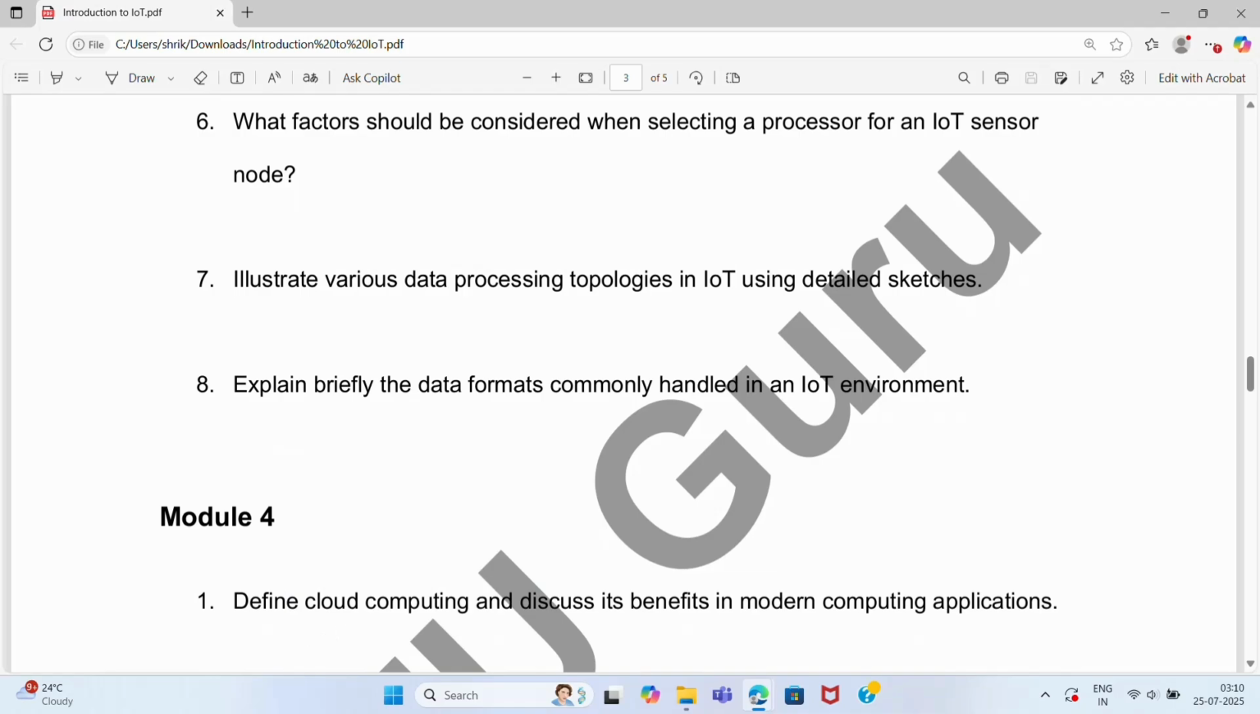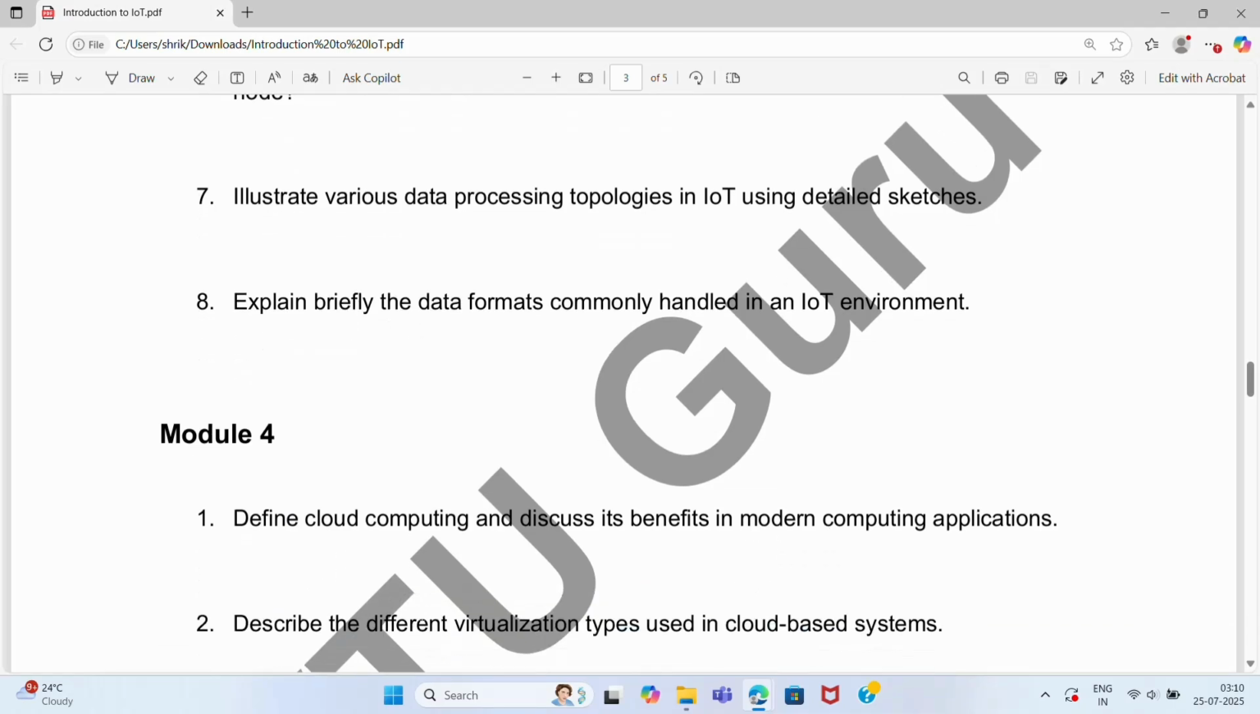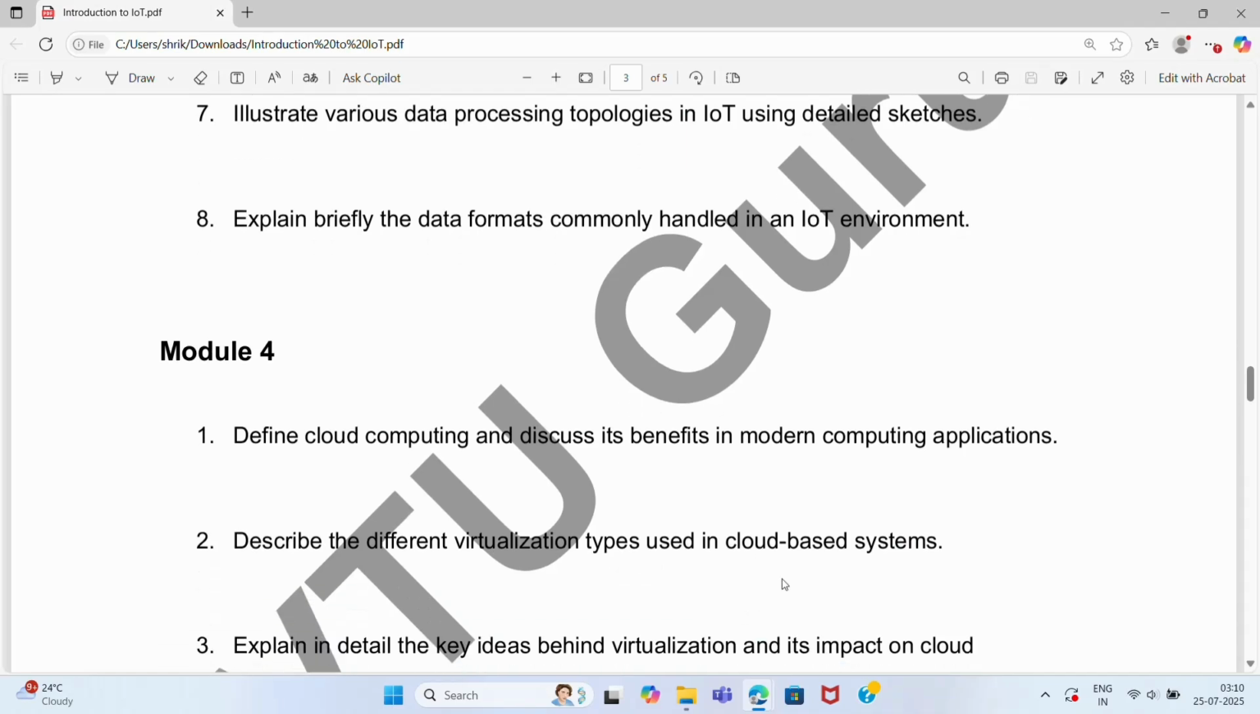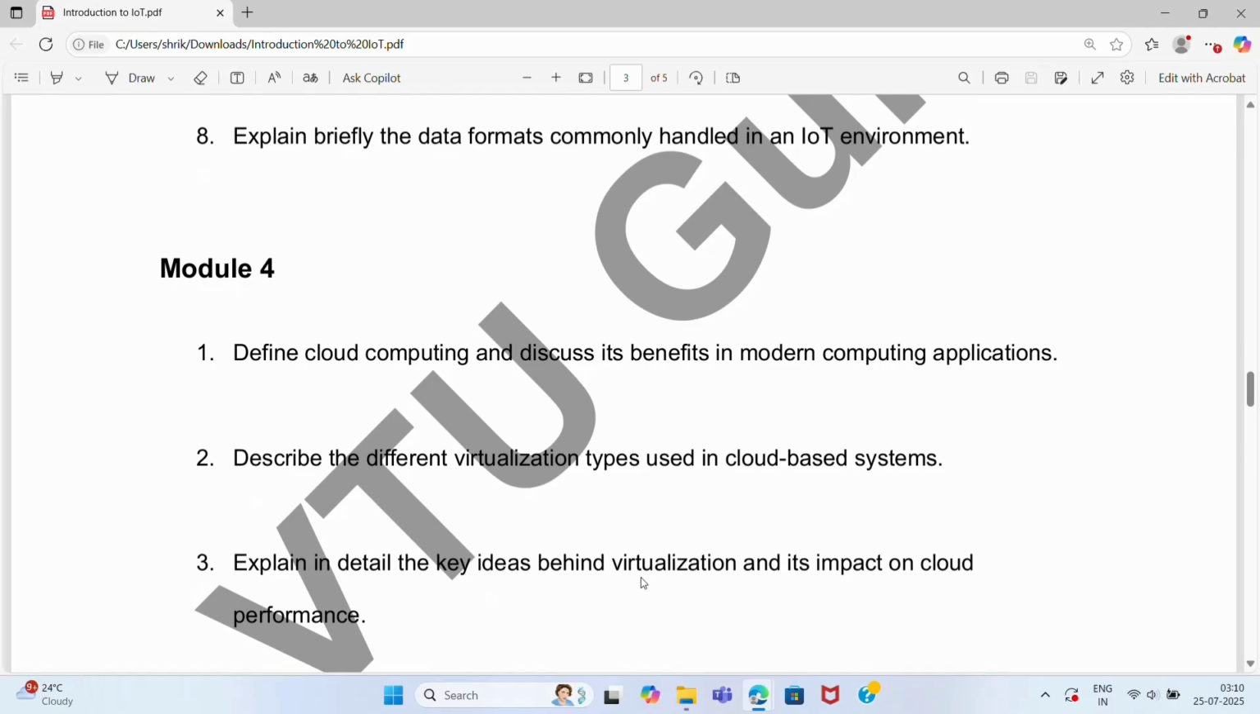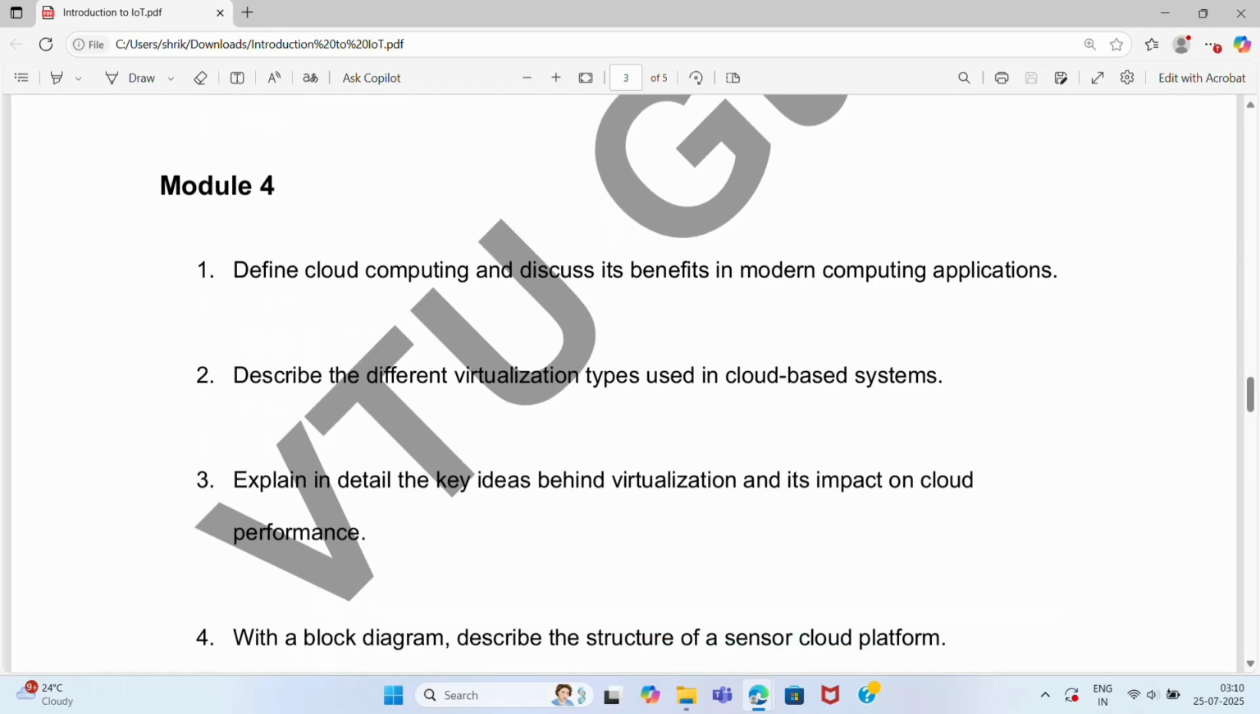Next, module 4. Define cloud computing and discuss its benefits in modern computing applications. Describe the different virtualization types used in cloud-based systems. Explain in detail the key ideas behind virtualization and its impact on cloud performance.